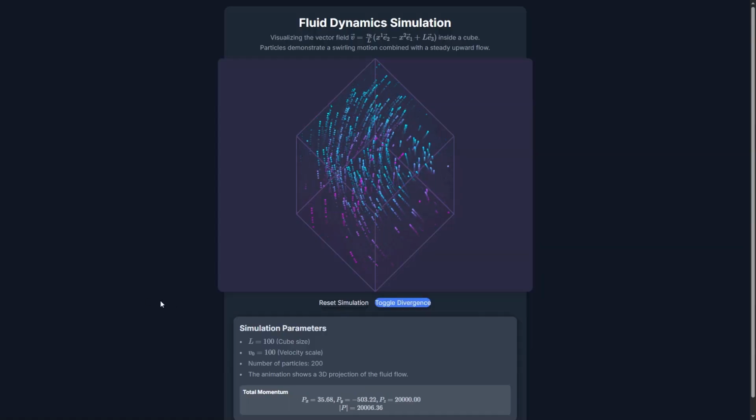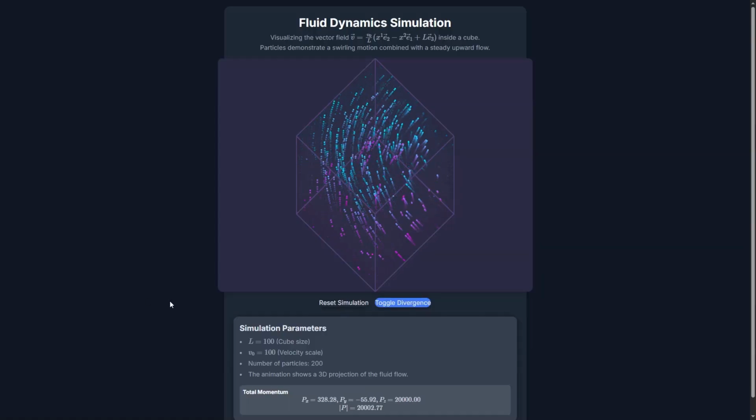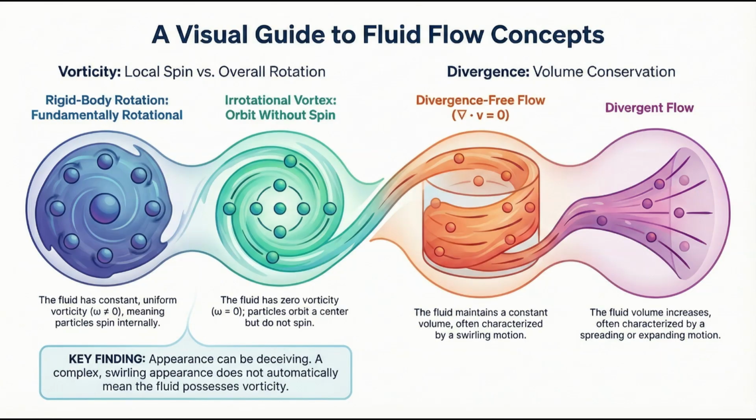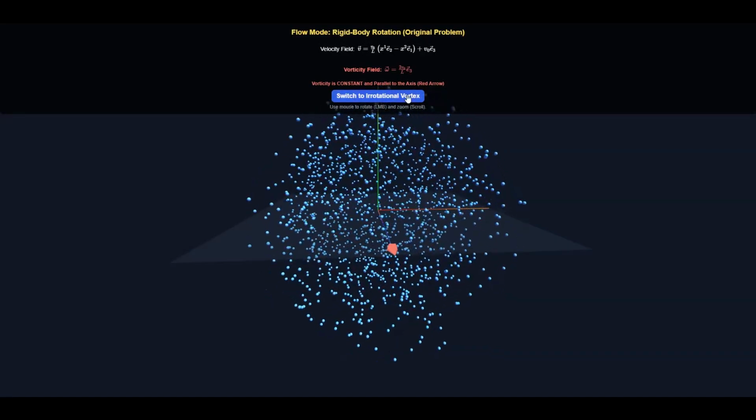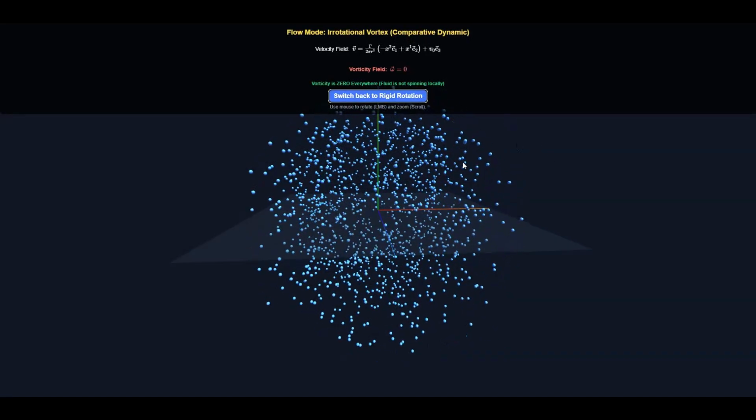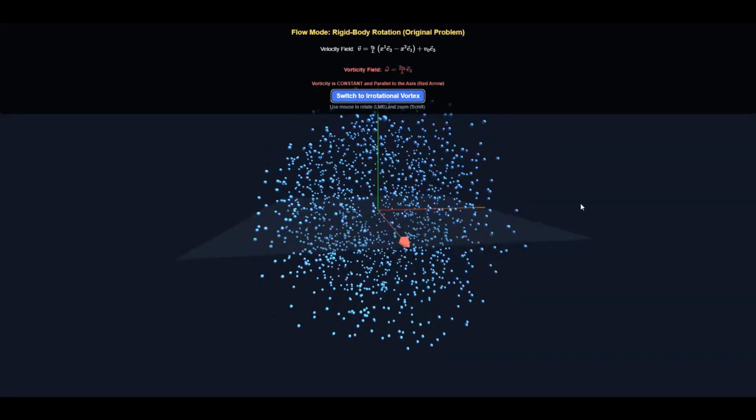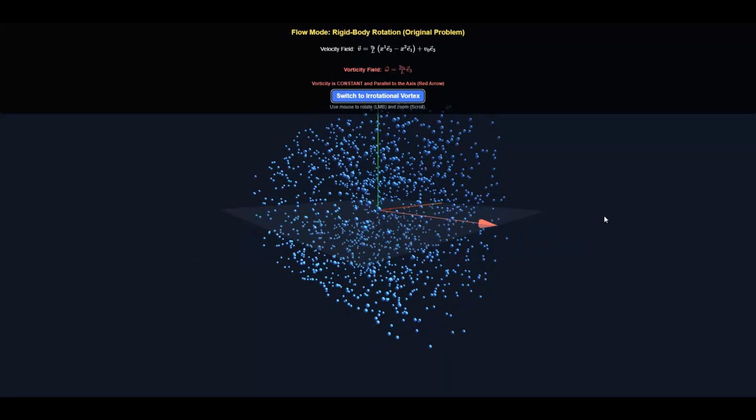Finally, we get to momentum. This is a huge focus. The technical problem actually asks us to compute the total momentum inside a specific cube, but the interactive tool helps with this too. It lets us do real-time momentum tracking for the X, Y, and Z components, so you can see exactly what the flow state is at any moment.